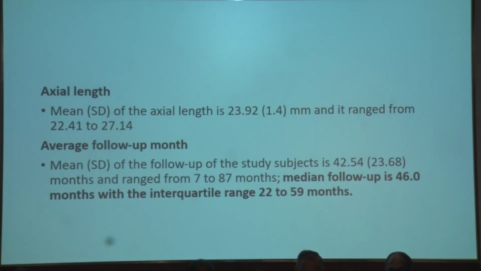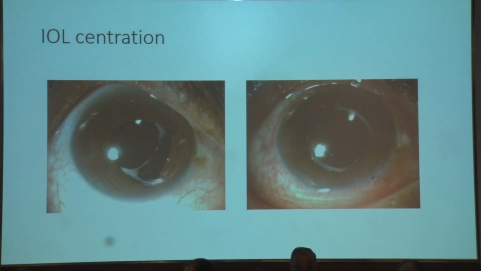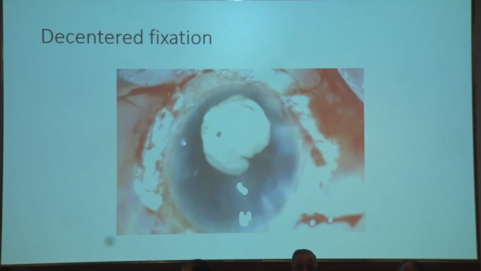The mean axial length was 23.92 millimeters. Average follow-up was 42.54 months, that is around 3 to 4 years, and the longest follow-up was 87 months, more than 7 years. Best corrected visual acuity improved from a preoperative 0.47 to 0.22, and all the cases maintained good IOL centration except one case, but this was not a decentration, this was a decentered fixation. It happened to be an iris coloboma case, so it was left undisturbed.